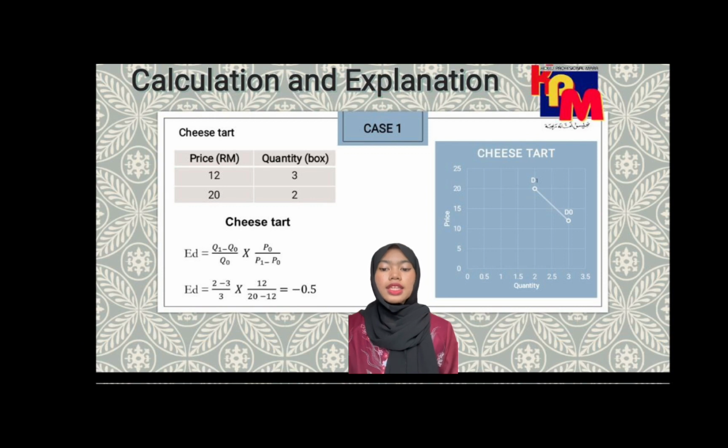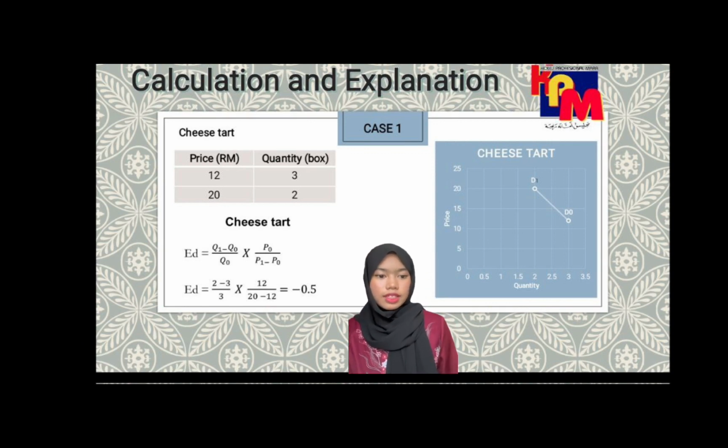How to calculate the elasticity of demand? Q1 minus Q0 divided by Q0 times price 0 divided by price 1 minus price 0. Okay, so 2 minus 3 divided by 3 times 12 divided by 20 minus 12. The answer is negative 0.5. So you can see how the graph looks like.